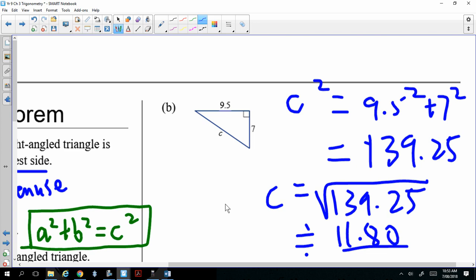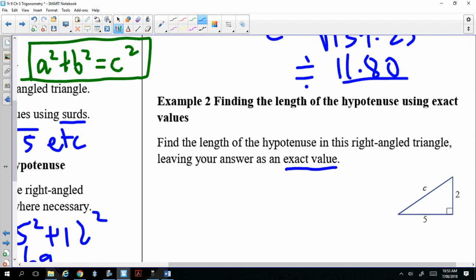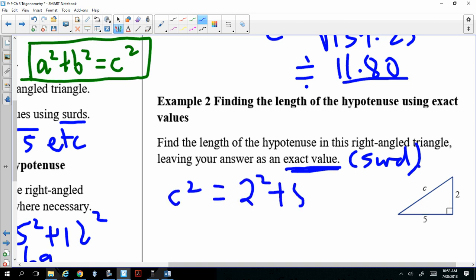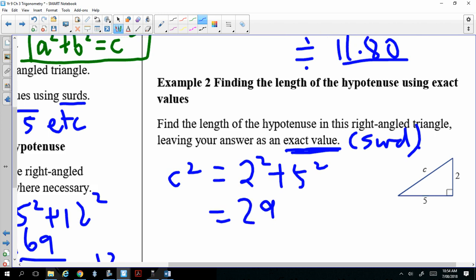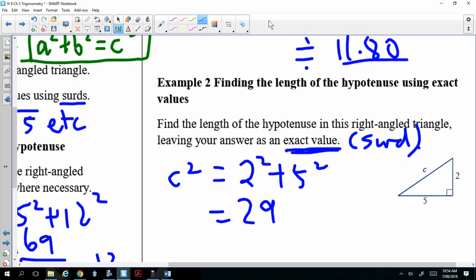But the question says so. Sometimes they don't want it to be 2 decimal places. They want it to be exact value, which is the surd form. So in this case, if you do C squared equal to 2 squared plus 5 squared, on your calculator you get 29. But you can't square root 29 because you get a decimal, isn't it? So when the question says exact form, you have to write root 29. That's your final answer.